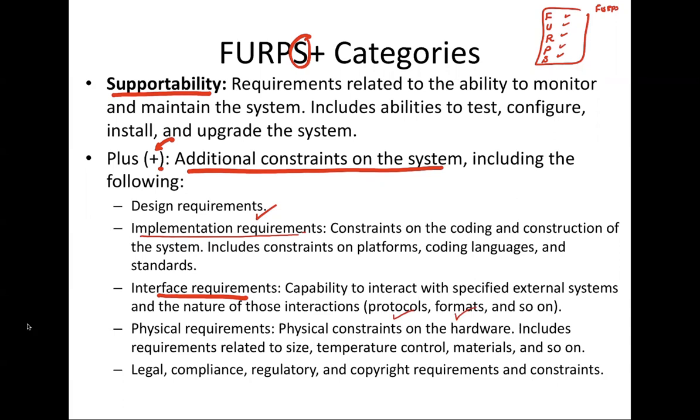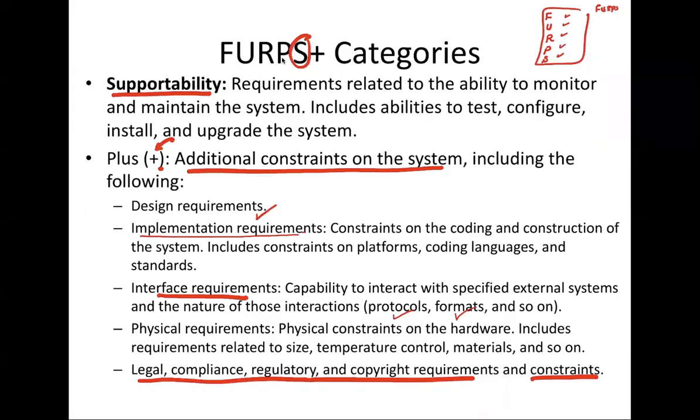Physical requirements would include those requirements or constraints on the hardware, including requirements related to size, temperature control, materials, and so on. Finally, legal and compliance requirements include copyrights and constraints that are related to privacy.